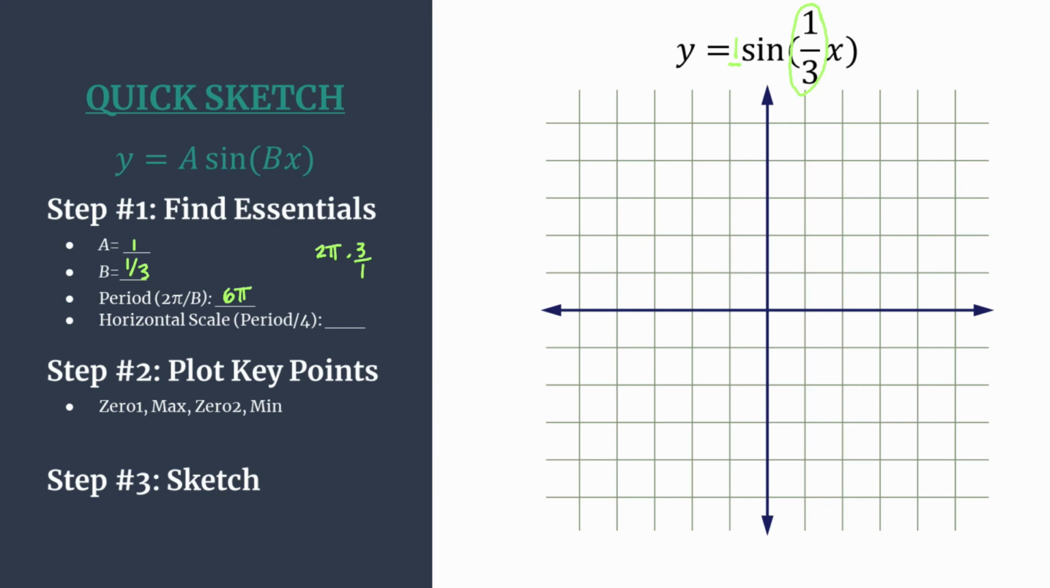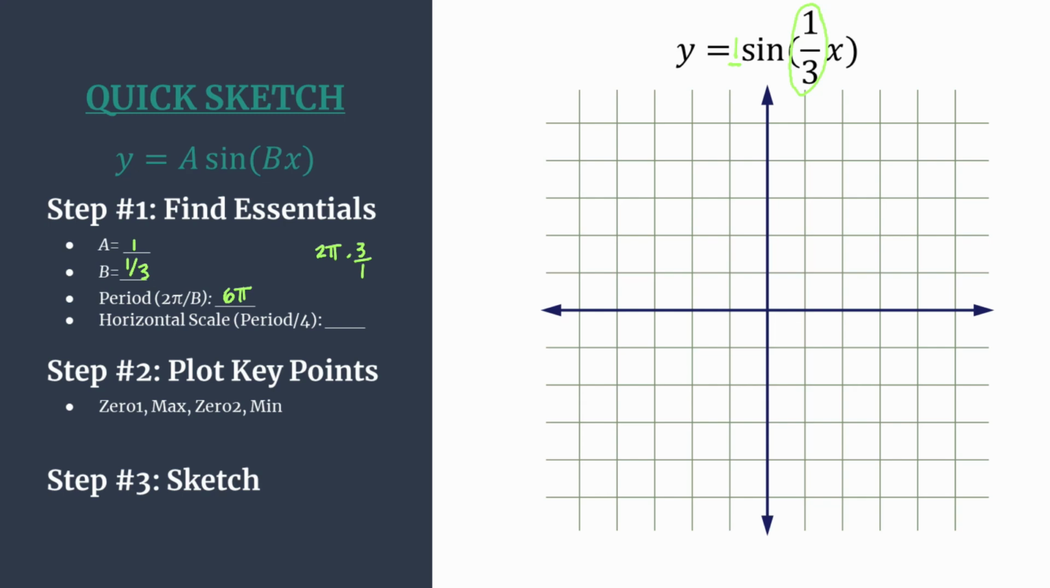Now that we have our period, let's choose a convenient horizontal scale. To do that, all you need to do is take the period and divide by 4. Look below in step 2. We have 4 key points in a basic sine pattern. We start at the origin with our 0, go to a maximum, then a second 0, then a minimum. And so each of these points will align with a horizontal tick mark when we design it this way.